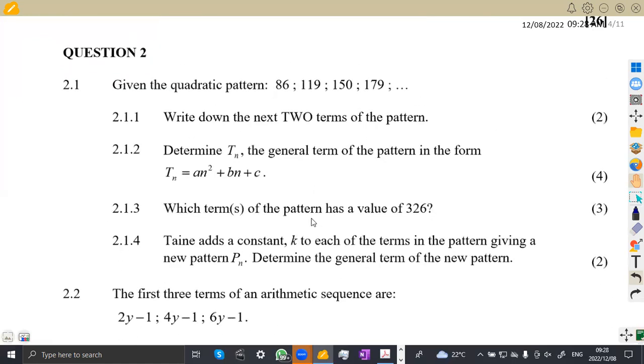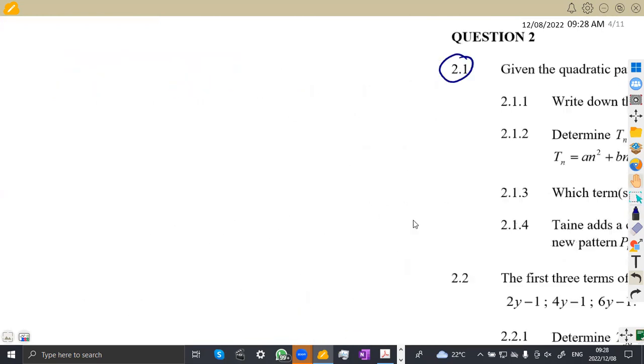All right. Without wasting much time, we are going to quickly rush through the questions. On 2.1, given the quadratic pattern, write down the next two terms of the pattern. So these are quadratic patterns, and I'm just going to explain one or two from this quadratic pattern that we had. So take note, this is 2.1.